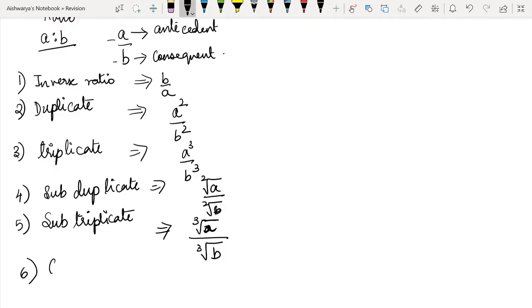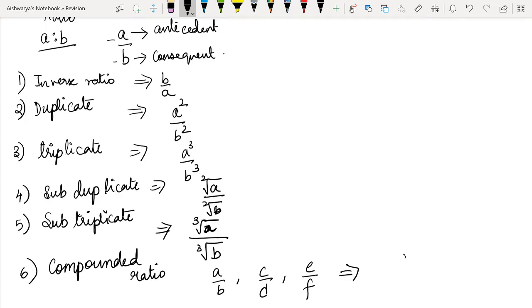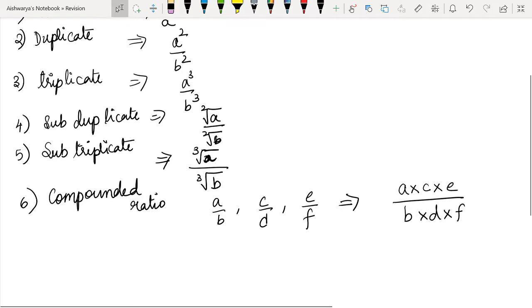Next, what we have is compounded ratio. By compounded ratio, what we mean is we are going to compound, we are going to multiply. So for that you need more than one ratio. Let's say we have the ratios a by b, c by d and e by f. Then the compounded ratio of this will be a into c into e divided by b into d into f. Okay, so this is compounded ratio.